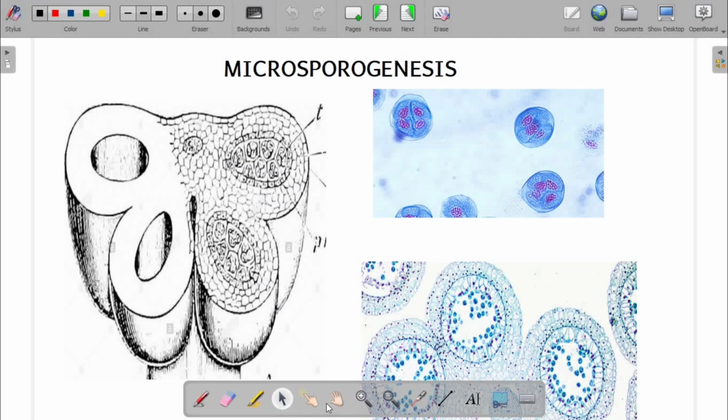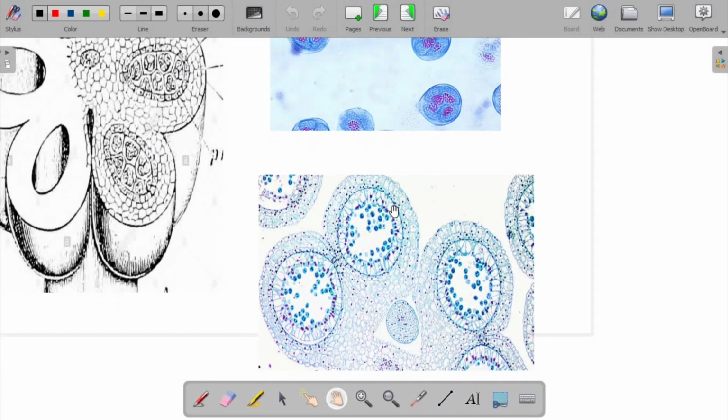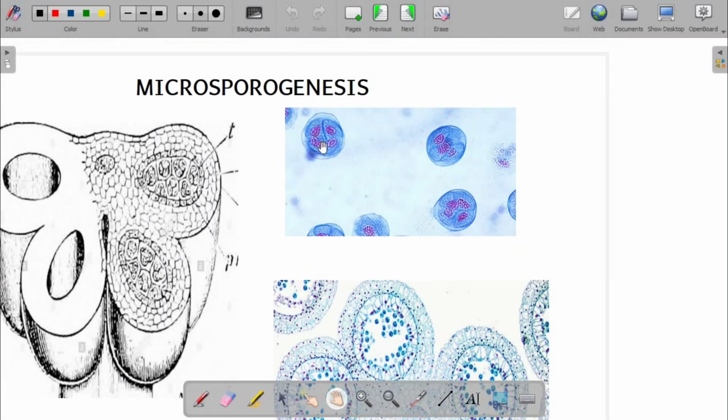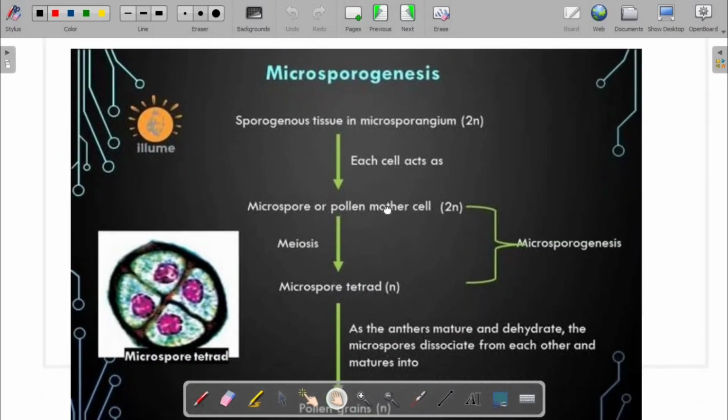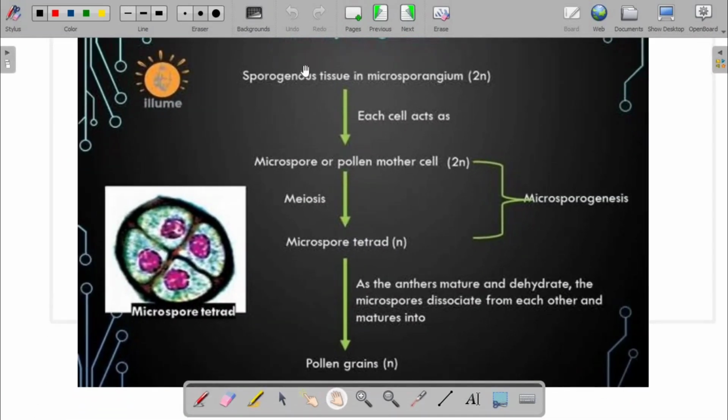In the next diagram, you will be able to see the formation of tetrads from the sporogenous cells. These tetrads, on maturing, undergo pollen formation. Each tetrad gives rise to 4 pollen grains. So if we want to see the whole process of microsporogenesis, the sporogenous tissues of the microsporangium, which are 2n in number, each act as a pollen mother cell or microspore mother cell, which are 2n in nature. This pollen mother cell undergoes meiotic division to form a microspore tetrad.